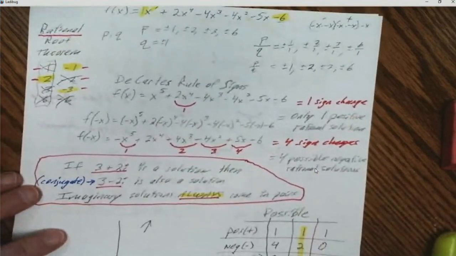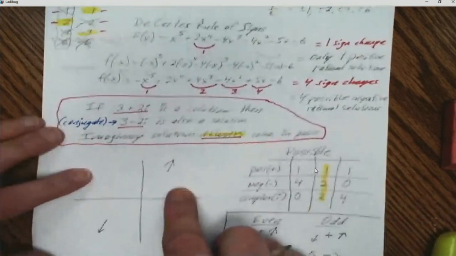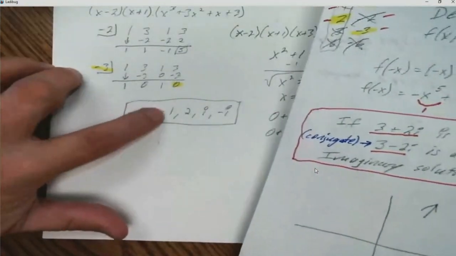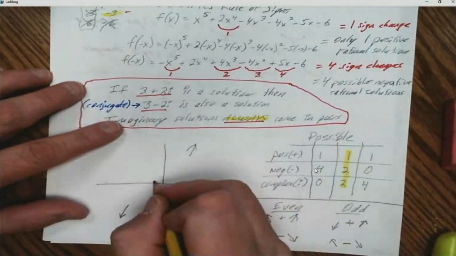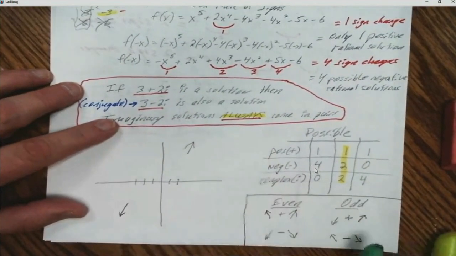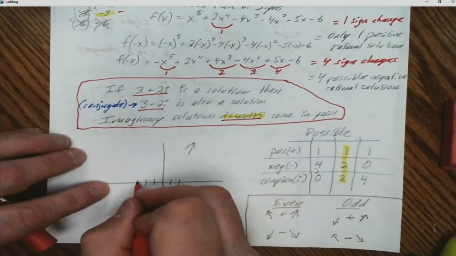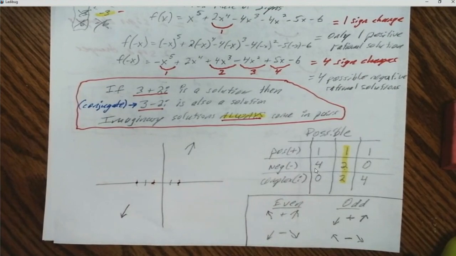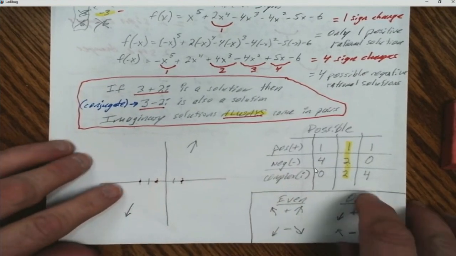What else can we tell by this? Well, on this one, we have the solutions of -3, -1, and 2. So let's say -1, -2, -3, 1, 2. We know that there's a solution there, a solution there, and a solution there. And the other ones are imaginary, so they wouldn't show up on the graph.